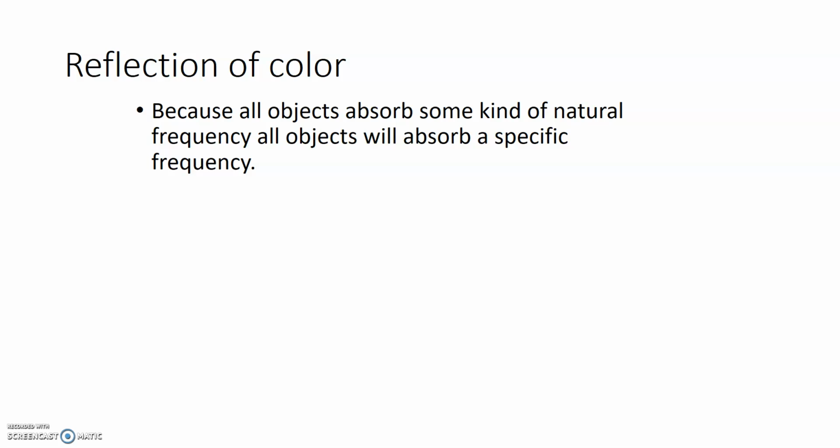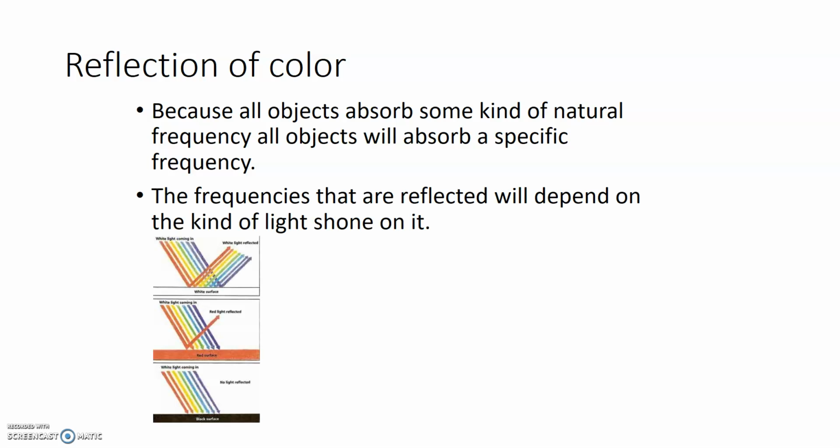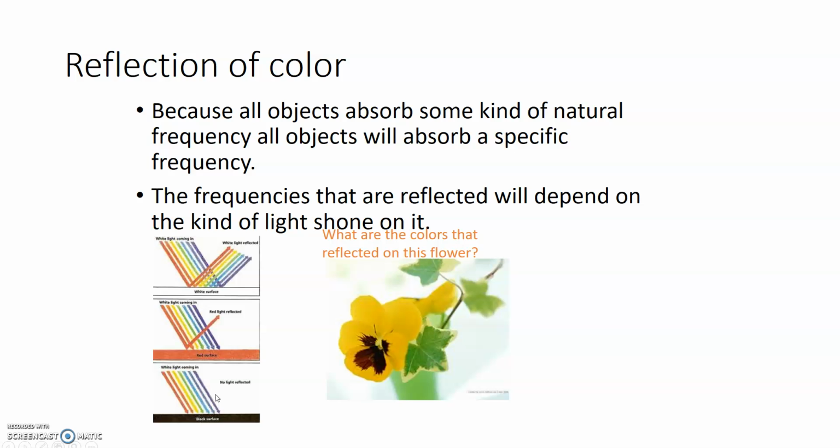Now, all objects absorb some natural frequency of light, a specific frequency. Whether that frequency is absorbed or reflected depends on what kind of material the light is being shone on. A white surface, all visible light will reflect off of it. If it's a red object, only the red reflects off and everything else gets absorbed, and we see the object as red. If it's a black surface, nothing gets reflected off it.